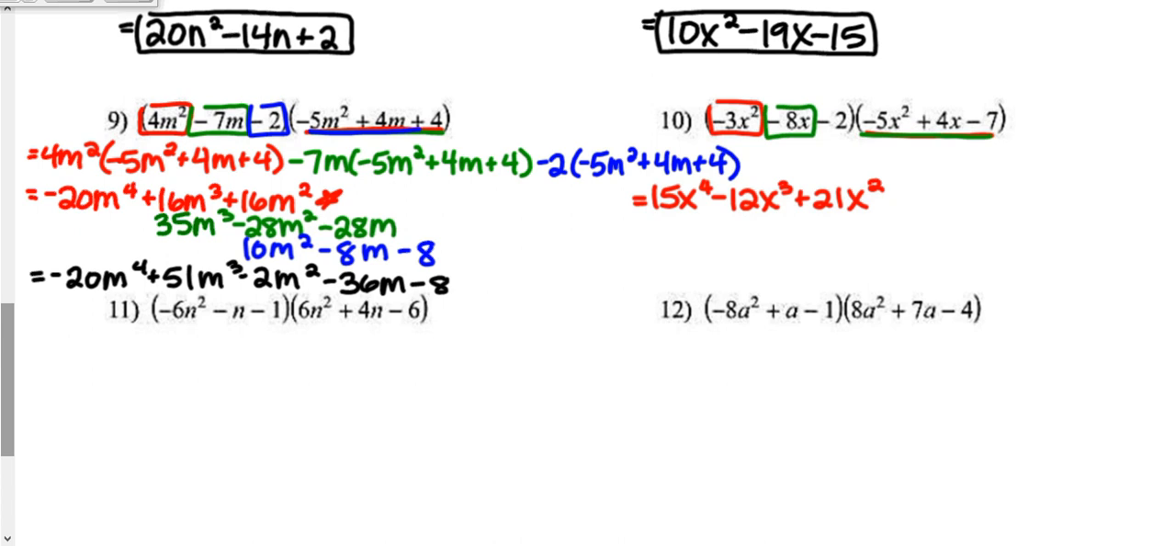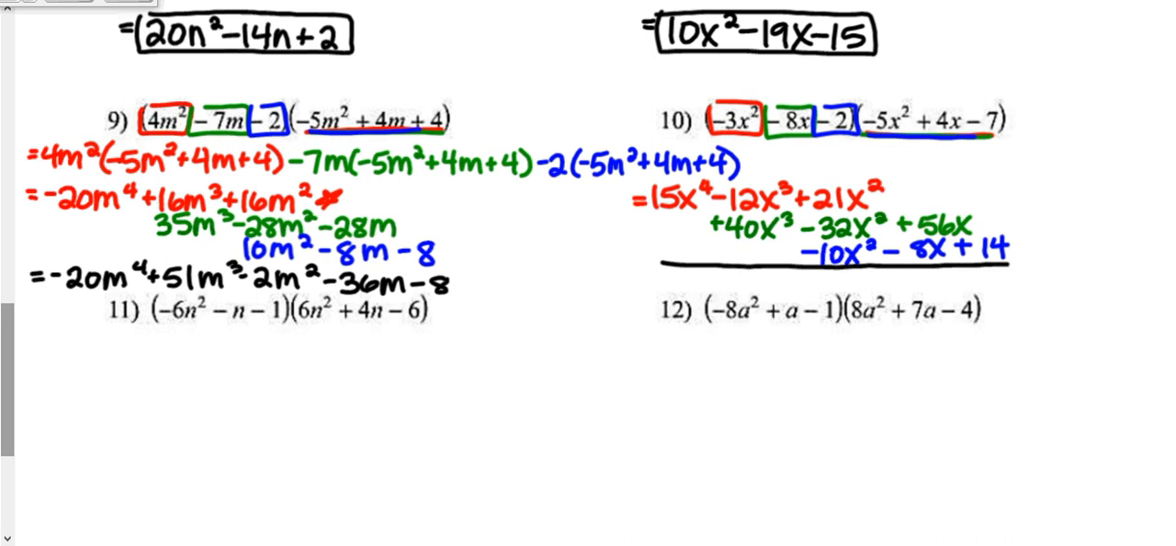So now negative 8 times all of this, so that would be 40x to the 3rd, and then that would be negative 32x squared plus 56x. And then we're going to distribute a negative 2 to all of this. So negative 10x squared minus 8x plus 14. But notice I still am doing that stacking technique. I really find that to be helpful. But again, you can ditch it.